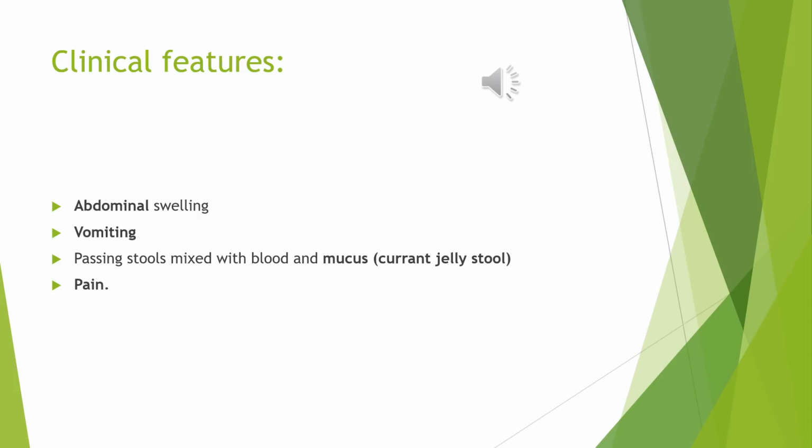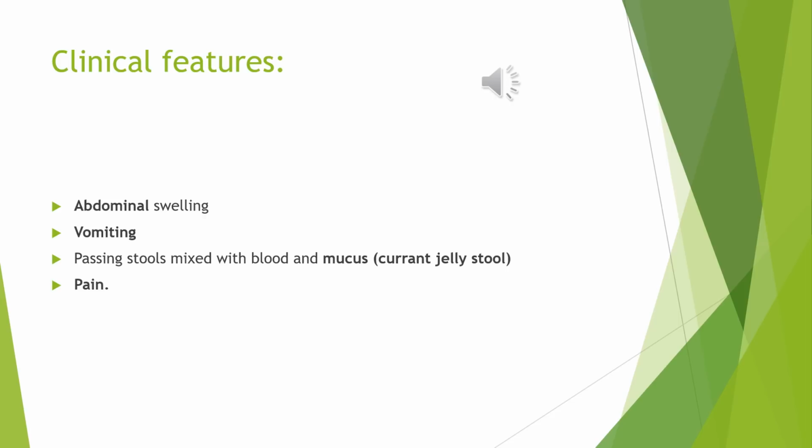When we suspect intussusception, especially in children under the age of 2, you suspect it when you receive a child in the emergency room complaining of abdominal swelling and distension, associated with vomiting and passing of stools that are mixed with blood and mucus, and it is typically called a currant jelly stool. This is a typical description for the appearance of the stool in these patients.